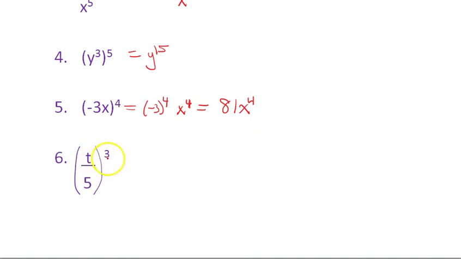Number 6 is one of those, again, where I'm talking about how we can take that power to both things. And so this would be t to the 3rd over 5 to the 3rd. And I'm not putting this 5 in parentheses because it doesn't have a negative. You can if you want to, just to be on the safe side. And then you can simplify that if you want to.